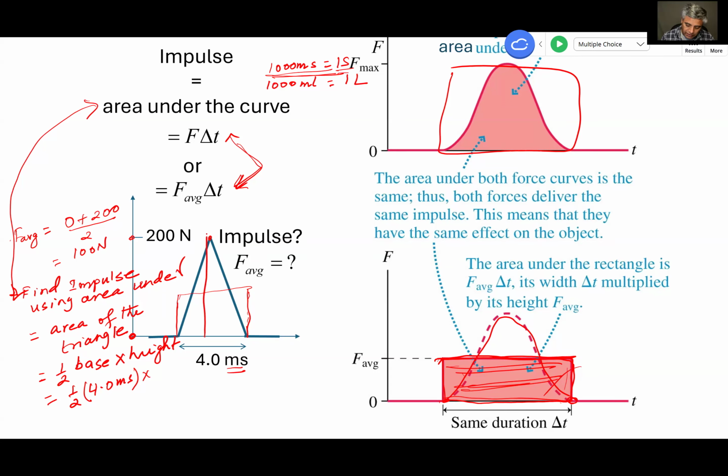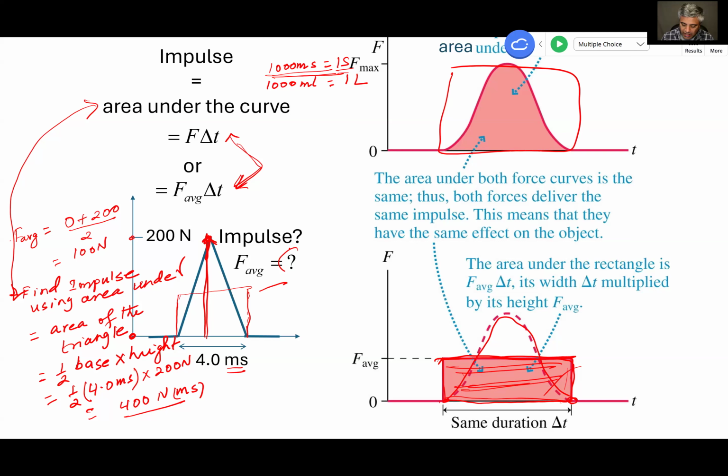So height in this case, we are looking at the triangle, so it goes all the way up to 200 Newton. Okay. So 200 divided by 2 is 100. So 100 times 4 means 400 Newton times milliseconds. Okay, so that's what we got using the area under the triangle.